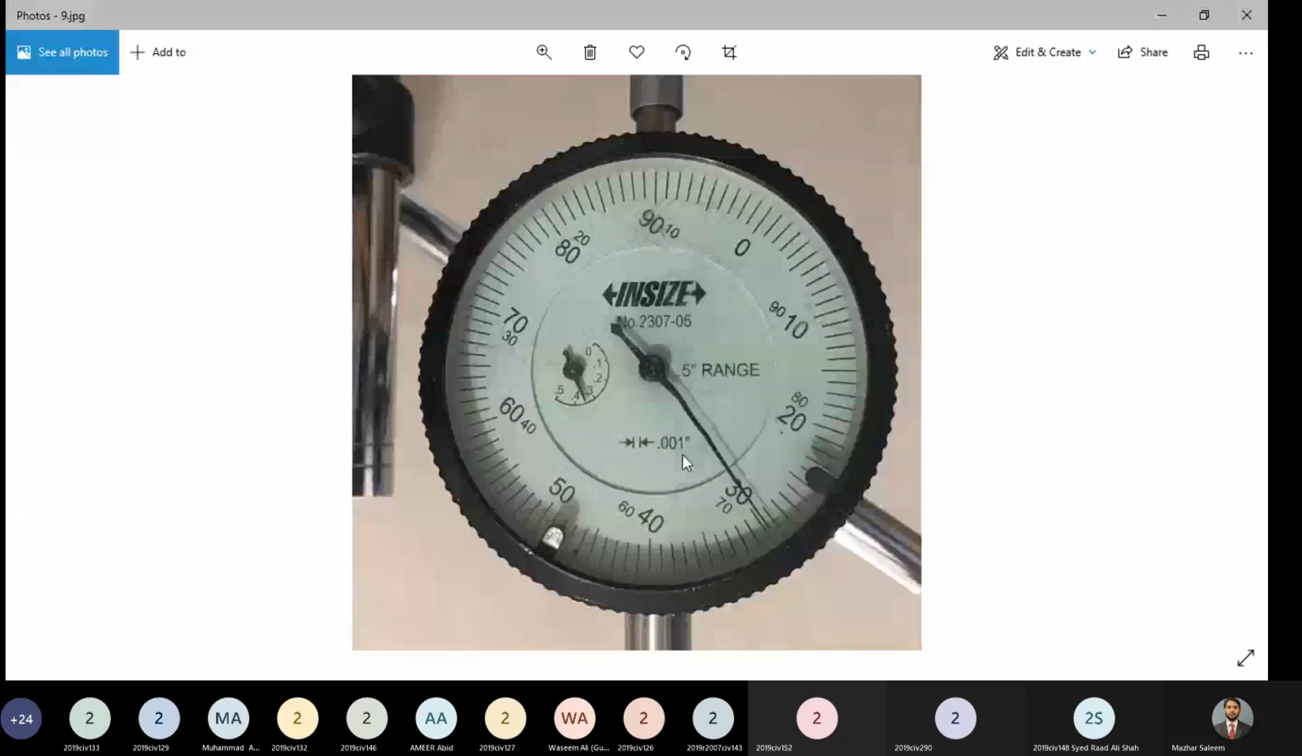Okay, so 0.3 plus 0.030, that will give us 0.330. Yeah, somebody written this in chat. That is correct. 0.330 is the correct value of reading using this deflection gauge. Okay. Any question?